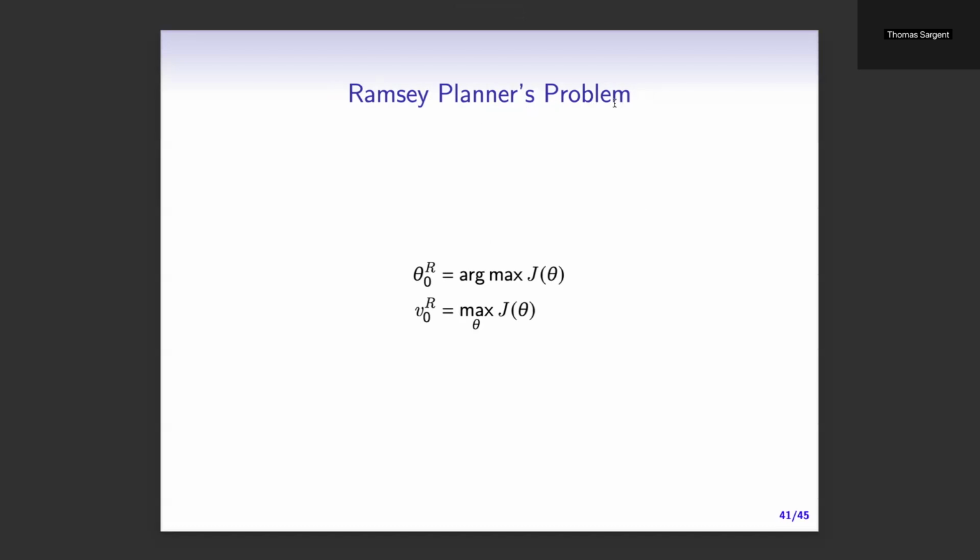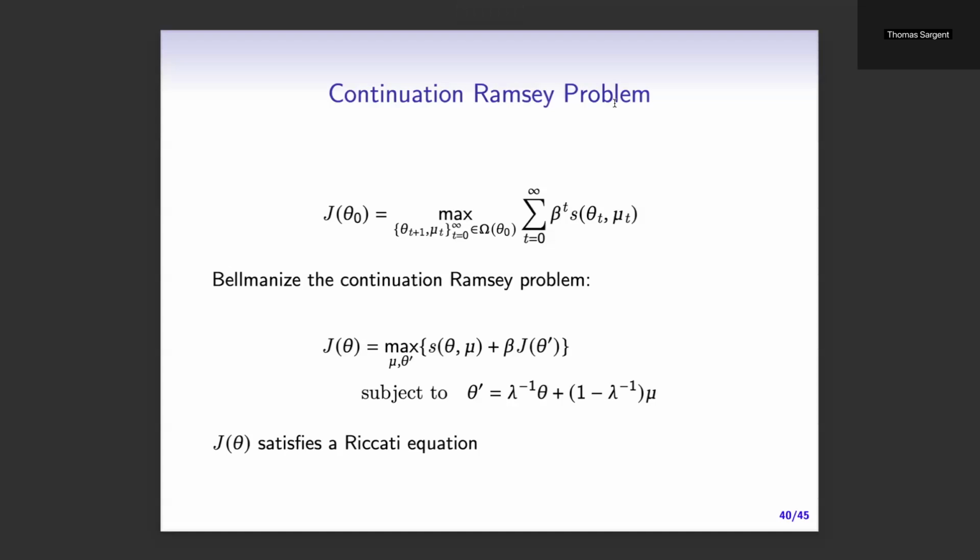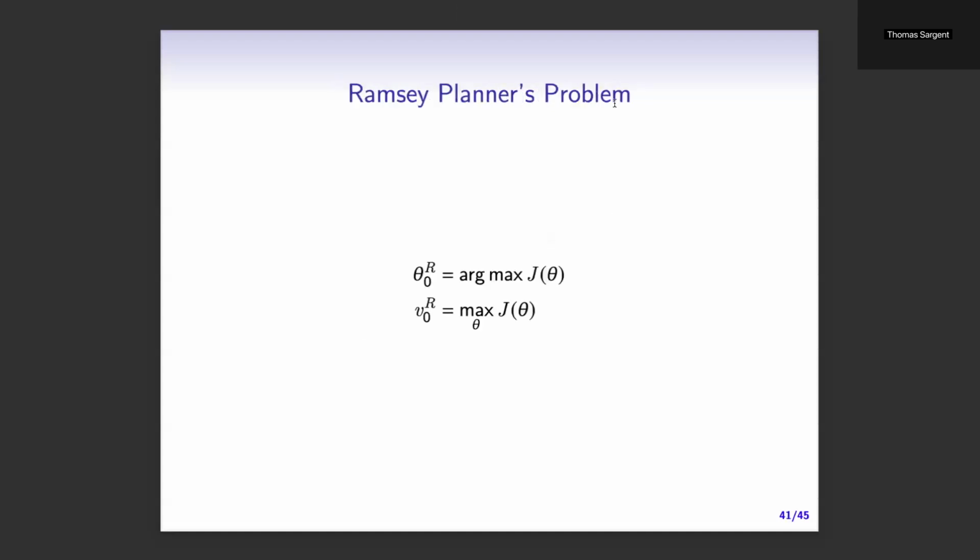So when I said last time, at the conclusion of the last little video, that the continuation Ramsey problem is not the same as the Ramsey problem, that's what I meant. And essentially, if you think hard about that, the discrepancy between the Ramsey planner's problem and the continuation Ramsey planner's problem is the essence of the time inconsistency that Calvo discovered in his classic paper.